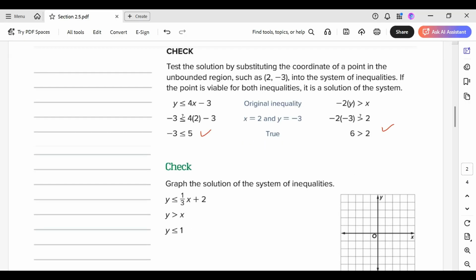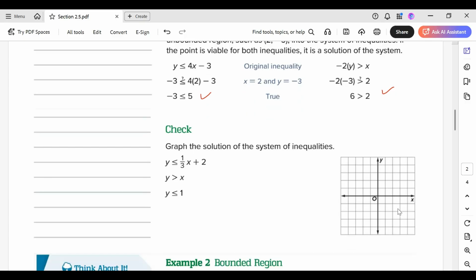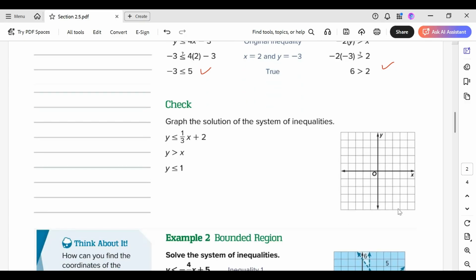So let's look at our check problem. It says graph the solution of the system of inequalities. They gave us 3 equations: equation 1, equation 2, and equation 3. The first one is going to be solid because there's a line underneath it. The second one's going to be open or dashed. And the third one is going to be solid as well.